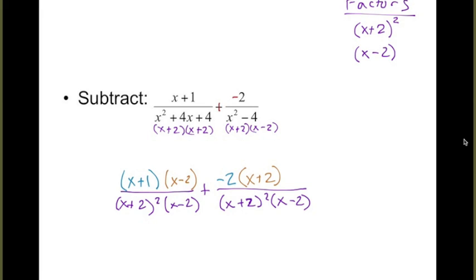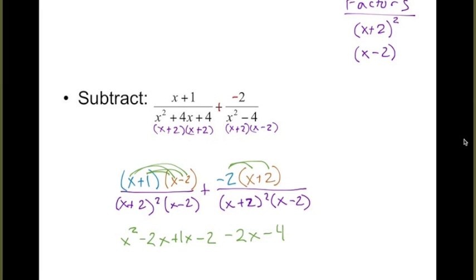Okay, now we need to do some foiling and distributing in our numerators here. So in that first one I need to FOIL. It's going to give me x squared minus 2x plus 1x minus 2. And in the second one I need to distribute, and this is where I find that it's really helpful to have attached that negative to the 2, because I need to distribute a negative 2, not just a 2. That's why I always change my subtraction problems to having the negative with that second numerator, because otherwise when you distribute it gets lost. So we need to distribute the negative 2 gives negative 2x minus 4.